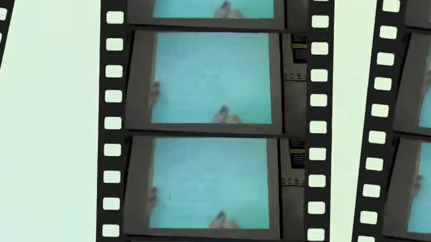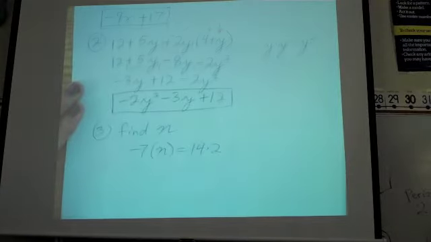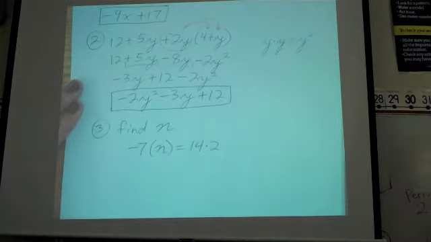Mathematician's favorite joke is, can you find n? No. It's right there. It's right there! You got it! There's n, I found it.